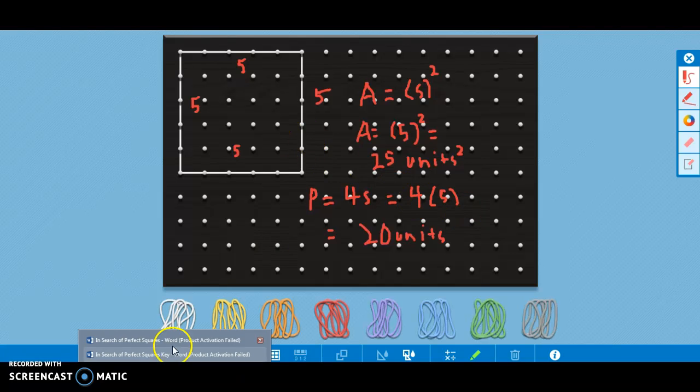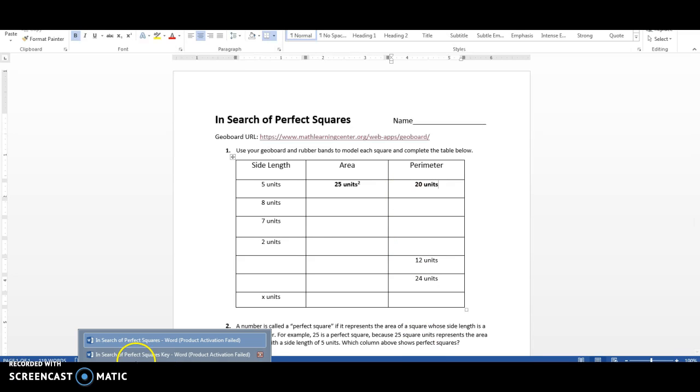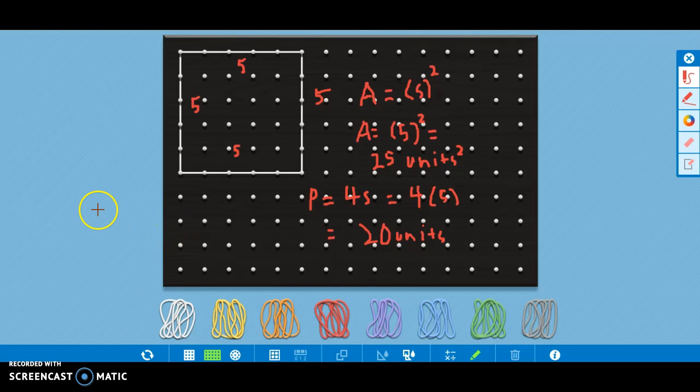So we go back to our worksheet, and we're going to record this in our worksheet. Ooh, it's a little number right there. All right, 25 units squared and 20 units. Now I want you to go and work on these and pause the video, and once you have found your answers, unpause the video so you can come check. Alright?